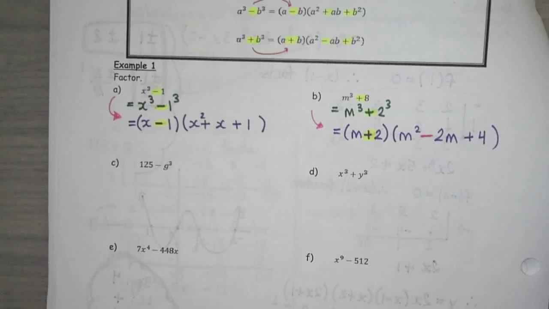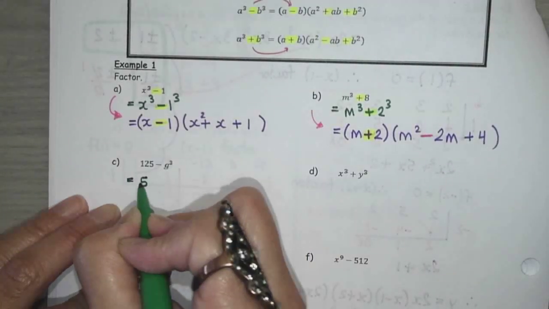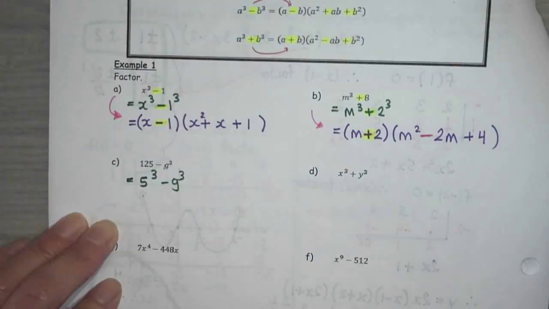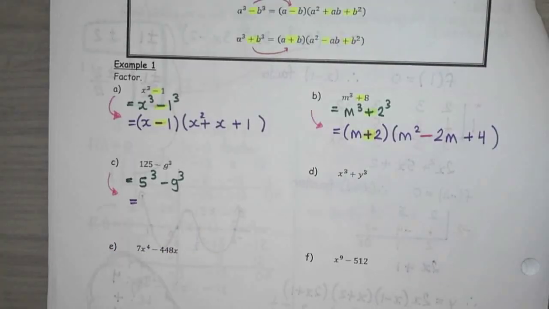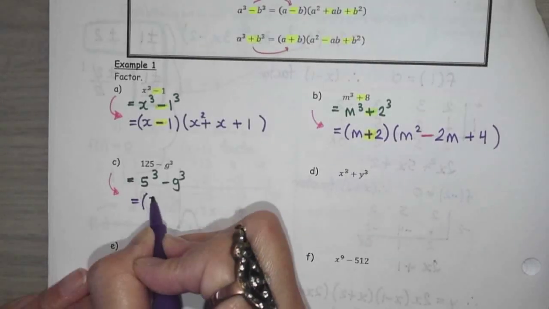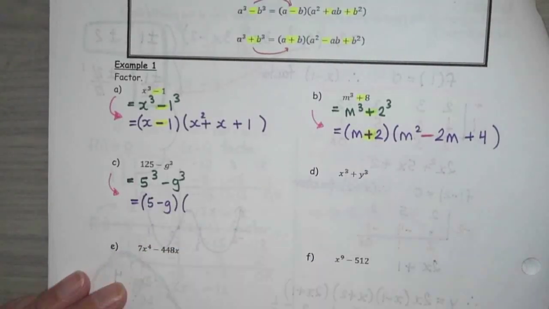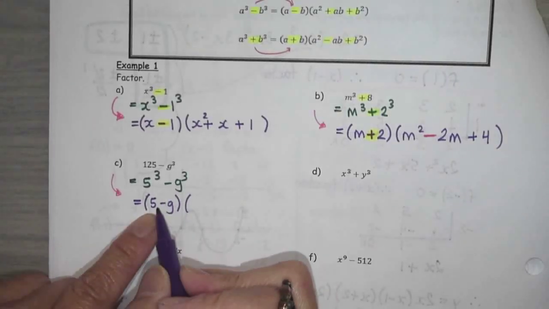So this one here. Again, you don't have to show this step, but sometimes I like it because it goes 5 cubed minus g cubed. Okay, equals, and then short one, 5 minus g, like that. Okay, 5 minus g. Then, and see I kept the sign, right? I kept the sign.